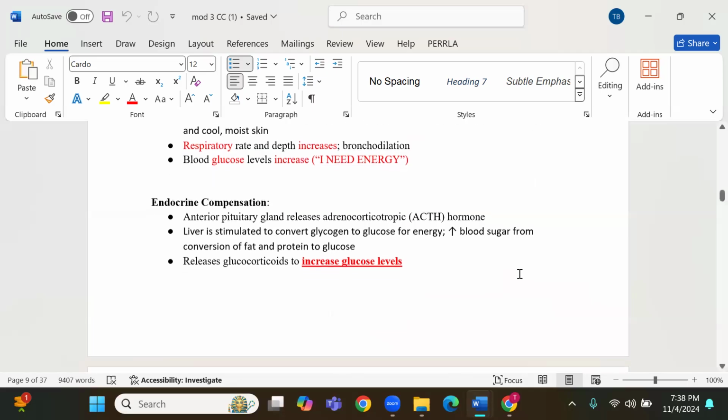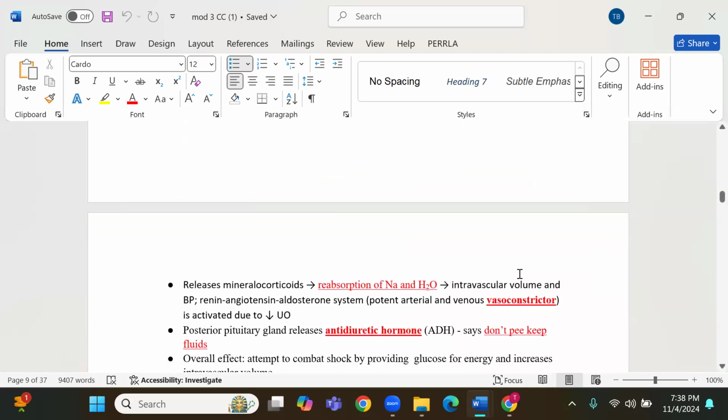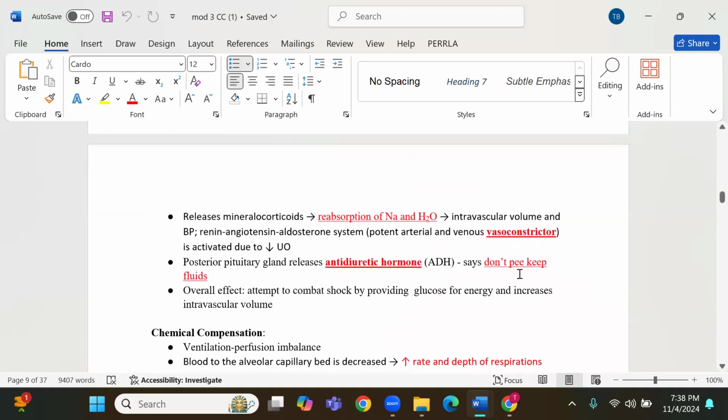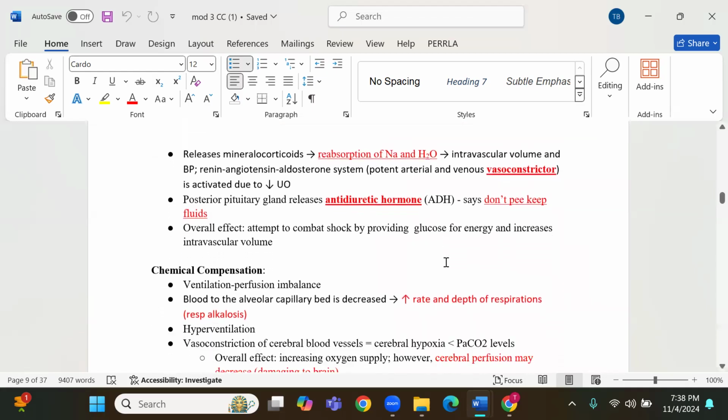Releases glucocorticoids to increase sugar levels. So for some reason, our endocrine system wants to increase our sugar levels, so it releases sugar. We also release mineralocorticoids, and antidiuretic hormone keeps us from peeing. So at this point, we may say the patient's not peeing, their heart rate's going up, their blood pressure's going down. We may start to see some of these things, right?